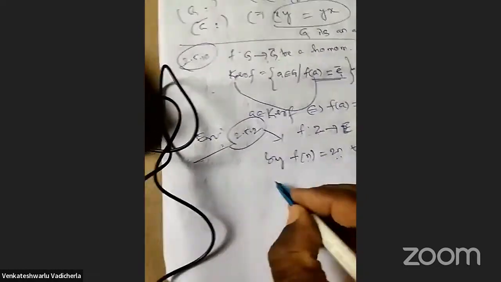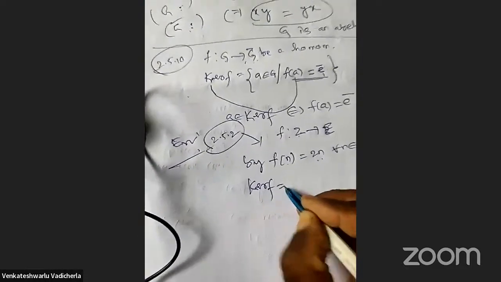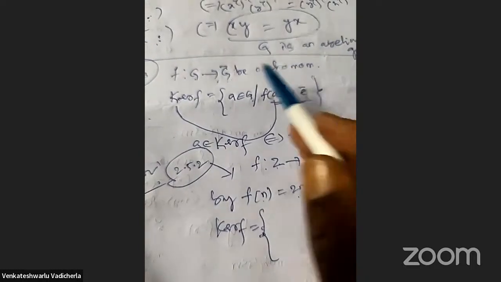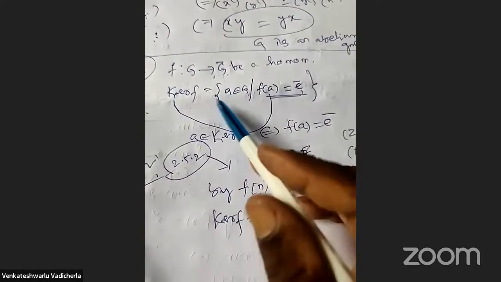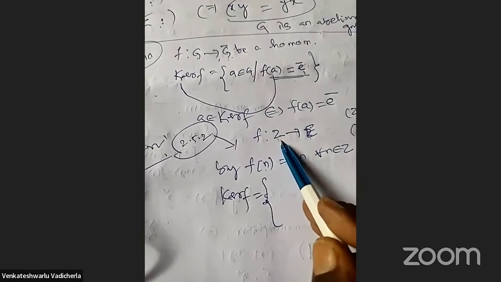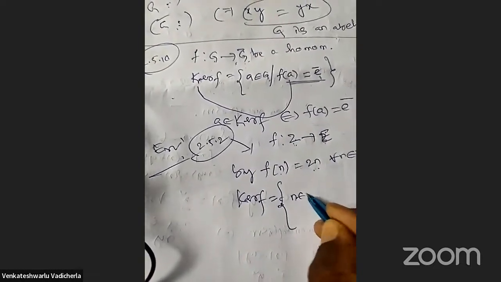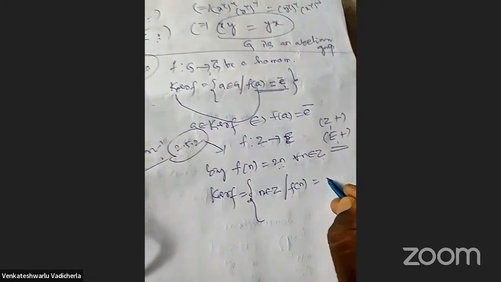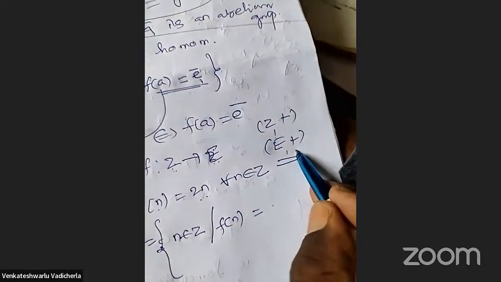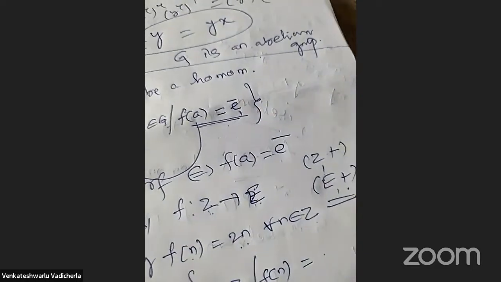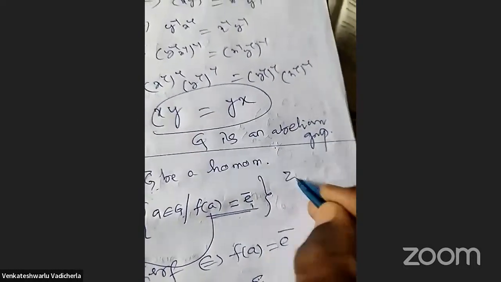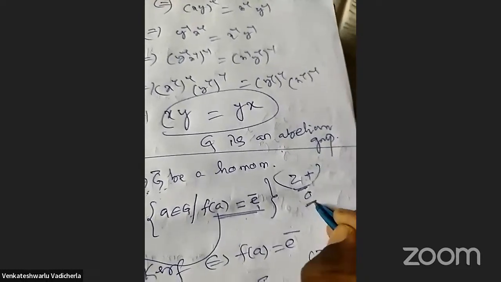We can find the kernel of f. What is the kernel of f? According to the definition, it is the set of elements of G which map to the identity element in the codomain. Take n belongs to Z such that f of n is equal to the identity element. What is the identity element in E comma plus, the even integers? The addition identity element is 0. Also in Z comma plus, the addition identity element is 0.